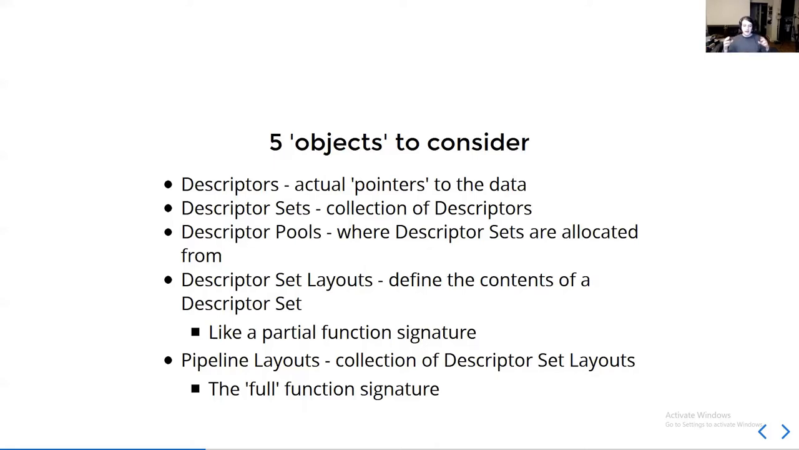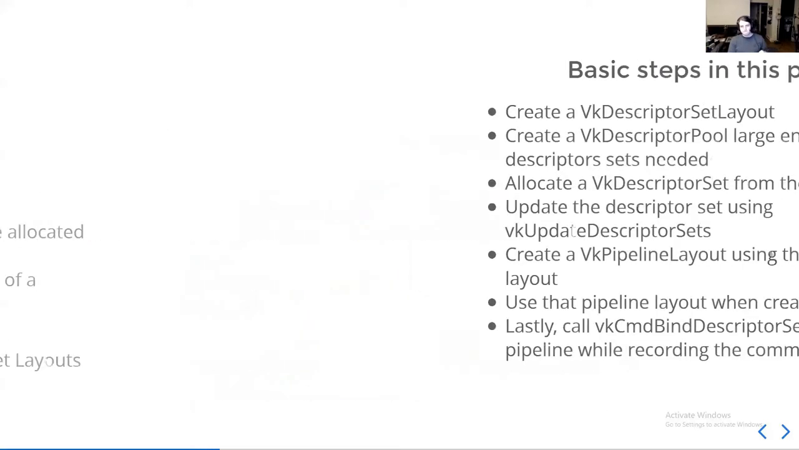Pipeline layouts are a collection of descriptor set layouts. In our analogy of function signatures, it's a bit like an entire function signature, whereas a descriptor set layout individually refers to a single part of one. A pipeline layout refers to all of it. It's not 100% accurate, but it is good enough for now.